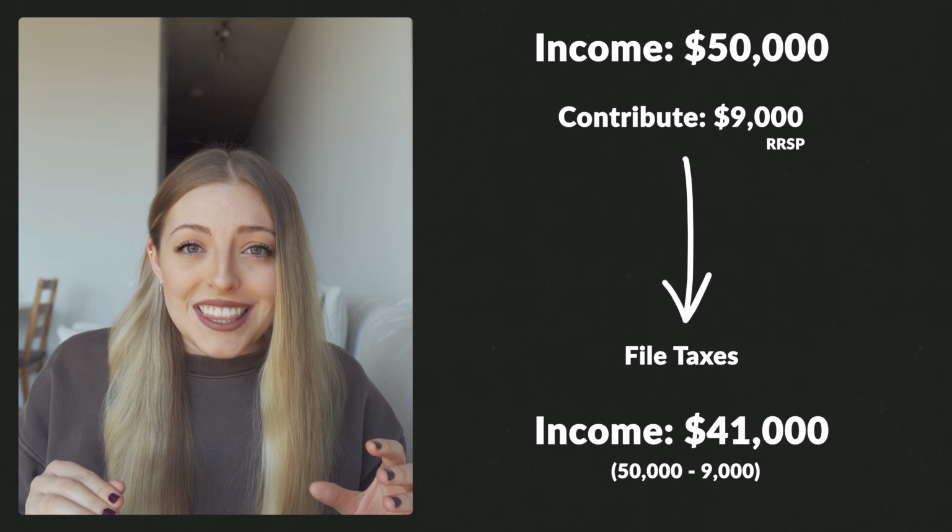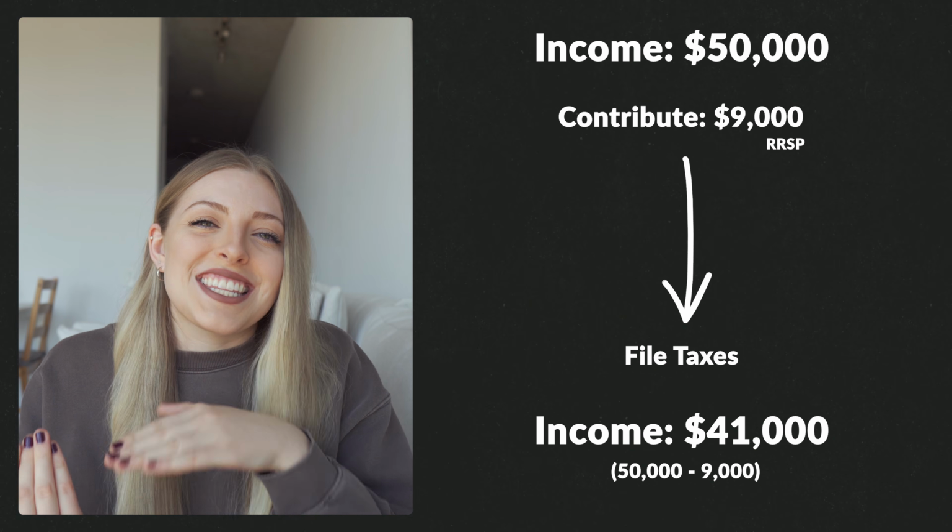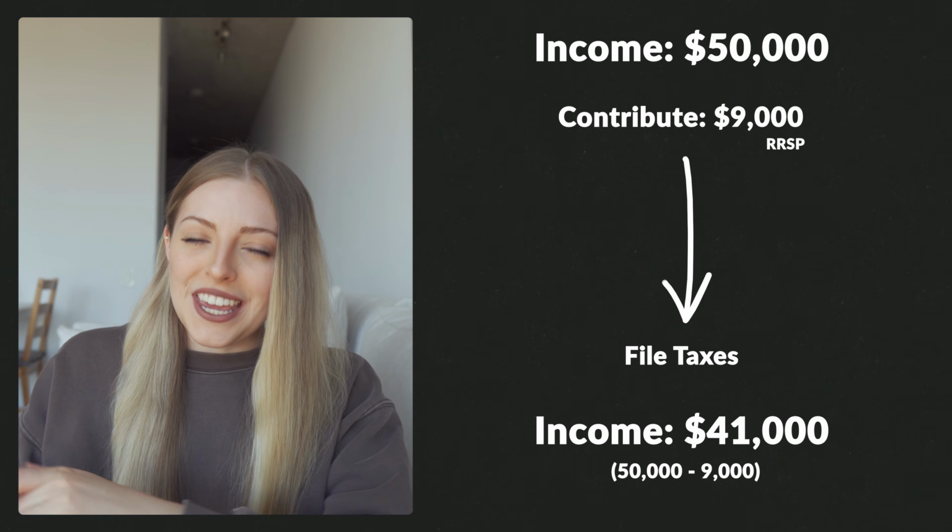And if you weren't following the math there, that's $50,000 subtract the $9,000 you put into your RRSP. Now, the benefit here is that someone who only made $41,000 in income, they're going to pay less taxes than someone who made $50,000 in income. That basically means that you're allowed to get away with not paying taxes on $9,000 of your income, and that's the advantage of the RRSP.